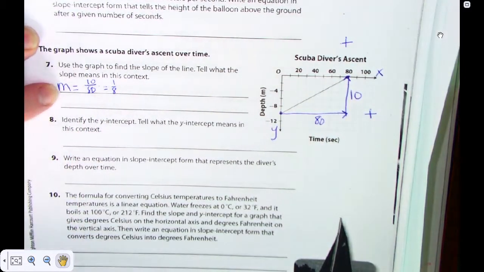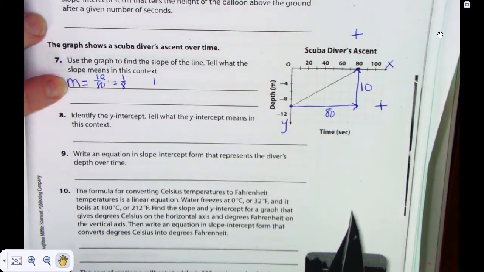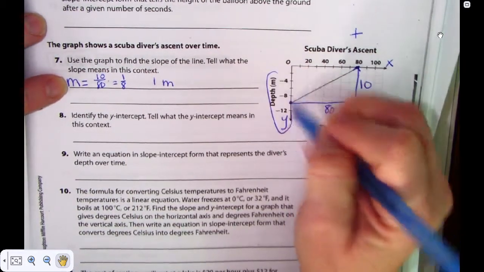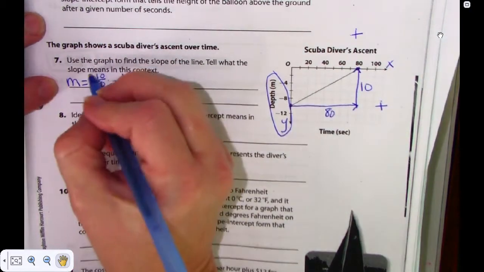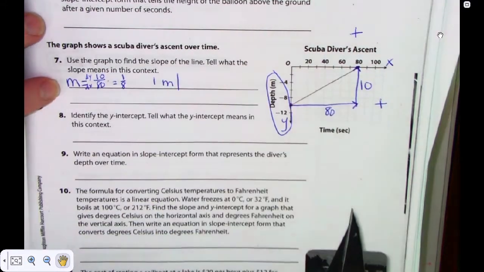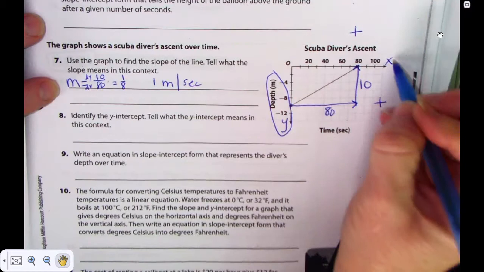So what does it mean? What does 1/8 mean? 1 what? 1 dollar, 1 feet, 1 meter. Guys, Y is meters. Y's on top. Changing Y over changing X. So 1 meter for what? What does the 8 stand for? Seconds. Because seconds is your X.